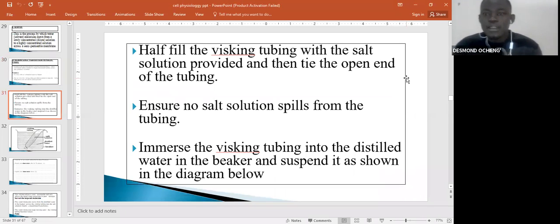Now, fill the visking tubing with the salt solution provided, and then tie the open end of the visking tubing. Now, ensure that no salt solution spills from the visking tubing. Then immerse the visking tubing into the distilled water in the beaker and suspend it as shown in the diagram below. And this is the diagram.